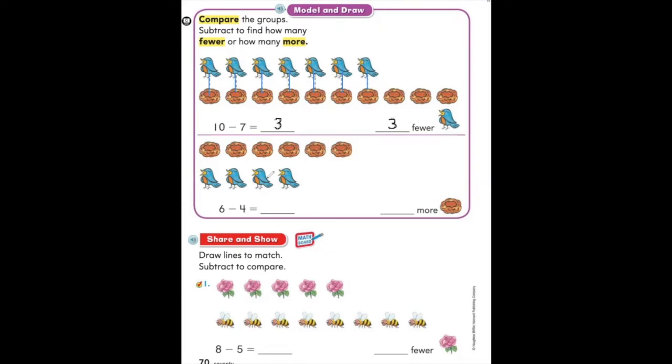Let's take a look at the second problem. What do we need to find out for the second problem? Do we need to find out how many fewer birds there are or how many more birds there are? This time, we need to find out how many more nests there are. Let's draw our lines 1 to 1.